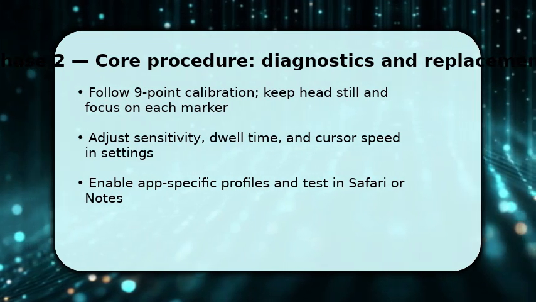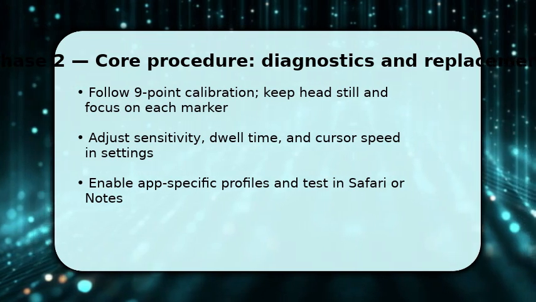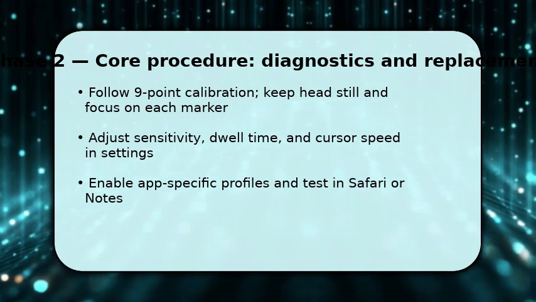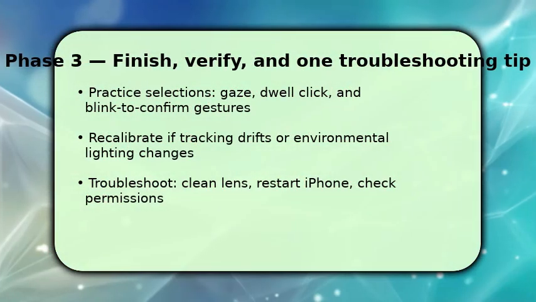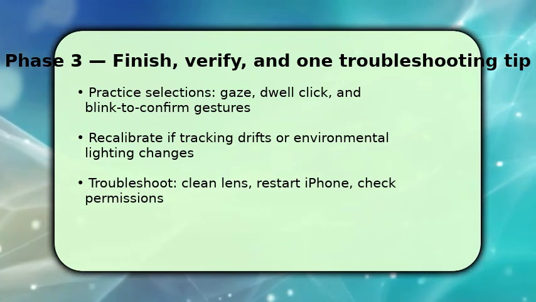Finally, create or enable app-specific profiles and test in a simple app like Notes or Safari to verify selection accuracy before moving on to more complex tasks. You're ready to use eye tracking for real tasks. Practice selecting by fixating to trigger a dwell click, then use optional blink to confirm gestures for precision.